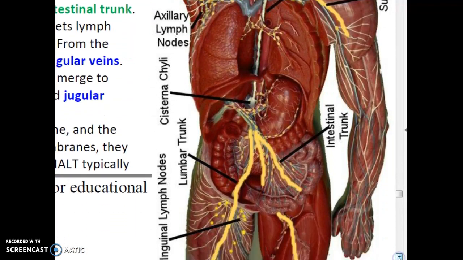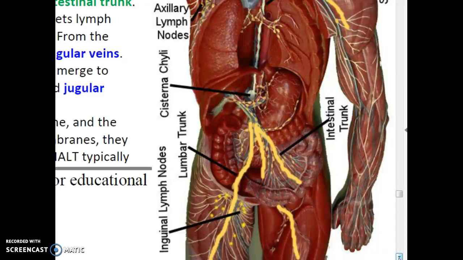Now, down here on this picture, we have the other trunks. We have the intestinal trunk. This is the only unpaired one. It's taking lymph from the intestines, and it also is taking fat. So it's going to have a milky white appearance. And then you have the lumbar trunks. The lumbar trunks, I don't like the name of. Everything else is basically similar to a vein, and suddenly we get lumbar. And there are the inguinal nodes.